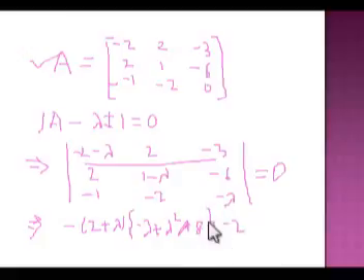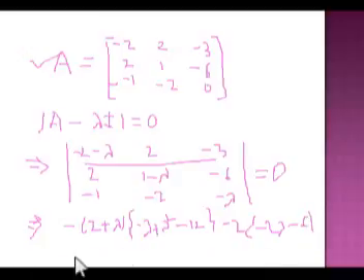Sorry, not 8. I wait, 12 will be minus 12, lambda square, minus 12, and this will be minus 2, minus 2 lambda, plus and minus 6, and at last will be minus 3.